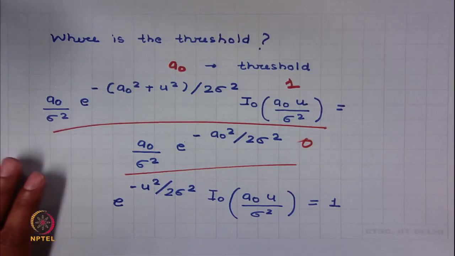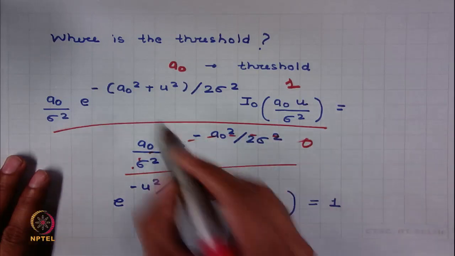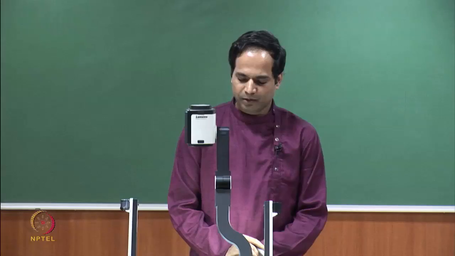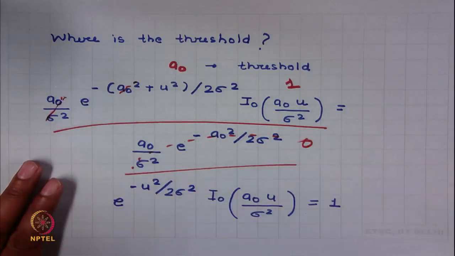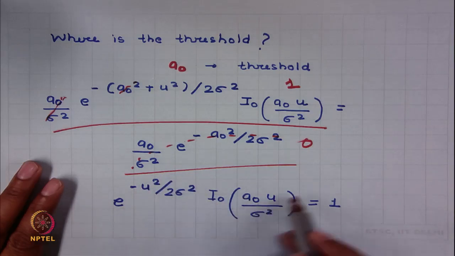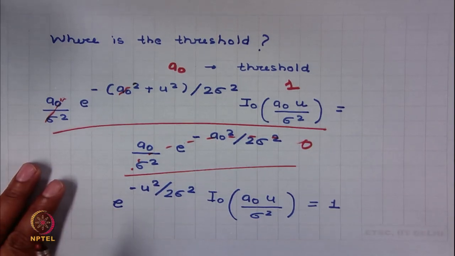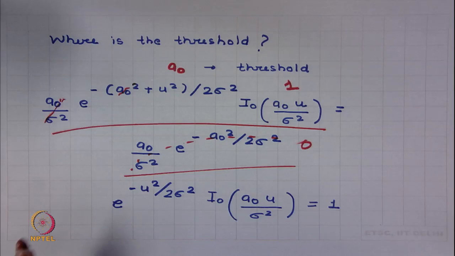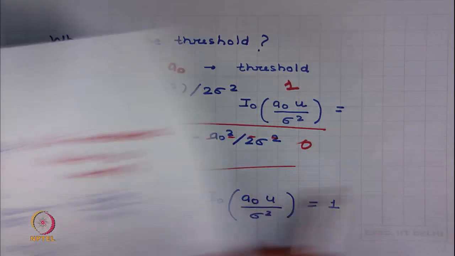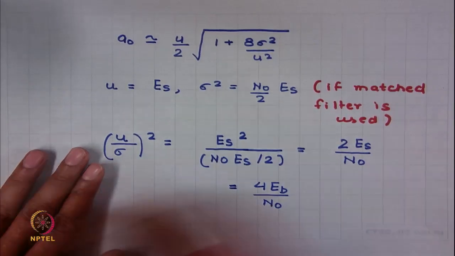And can I make use of some simplifications here? So, this term will simply cancel out with, okay, and this will also cancel out. So, what you have is e to the power minus u square by 2 sigma square times this modified Bessel function must be 1. It is a little bit tedious to compute a naught from here, but you can show that approximately a naught is given by this thing.